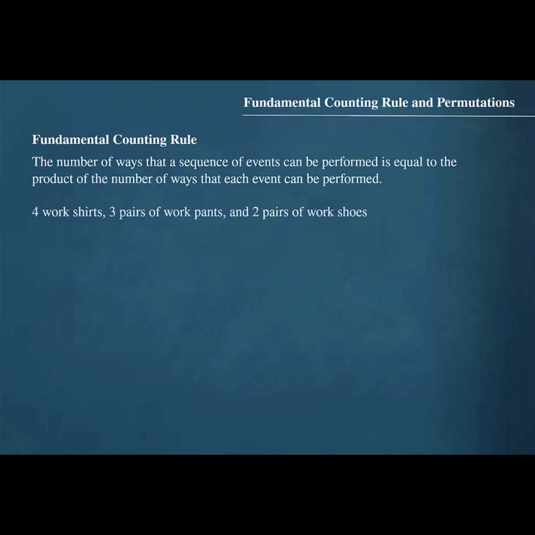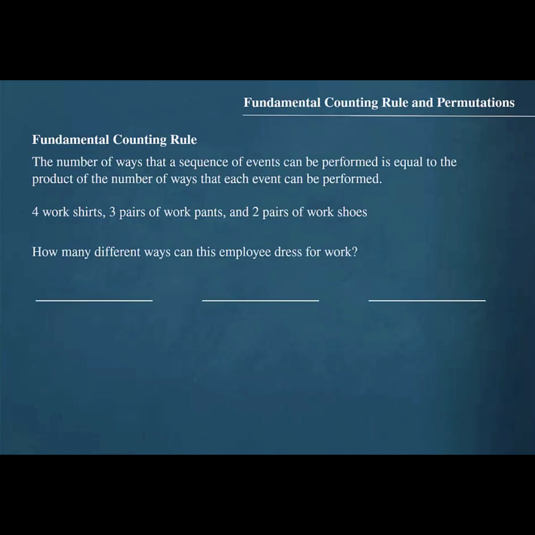Suppose a uniformed employee has 4 work shirts, 3 pairs of work pants, and 2 pairs of work shoes. How many different ways can this employee dress for work? The process of dressing for work for this employee amounts to performing a sequence of 3 events. The employee must first put on a shirt, then put on a pair of pants, and then put on a pair of shoes.